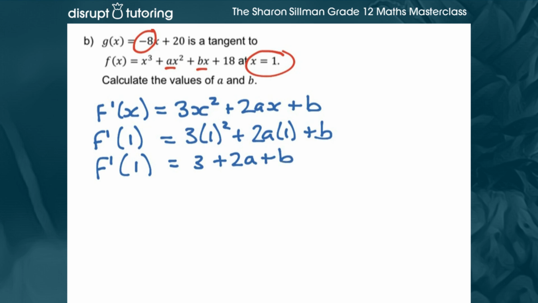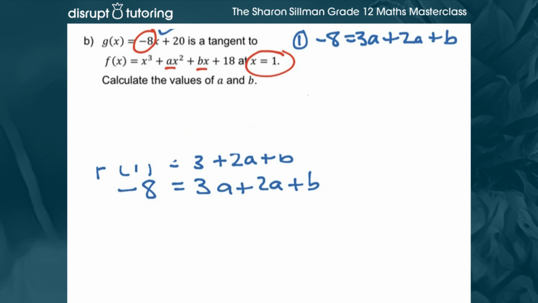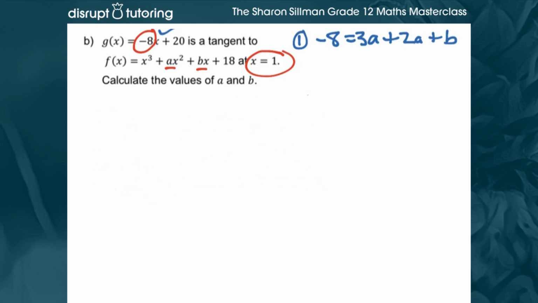But not only do we know that this is representing the gradient at a particular point, we know what the gradient is. So therefore we have negative 8 is equal to 3 plus 2a plus b. So this is one of our statements we're making, and remember we did say we're looking for two variables, therefore we need two pieces of information. So that's my statement number 1 that I have found with an a and a b in it, using the idea that the derivative is the gradient at any point.